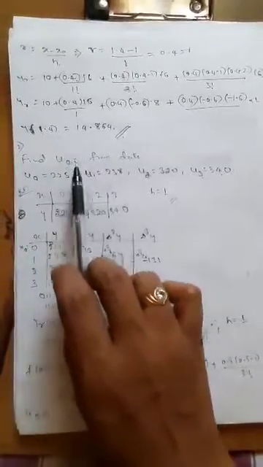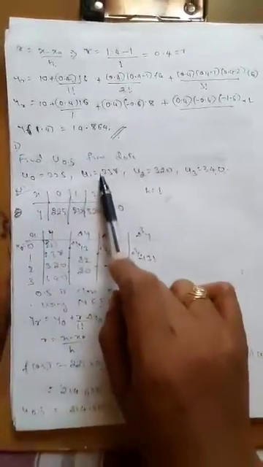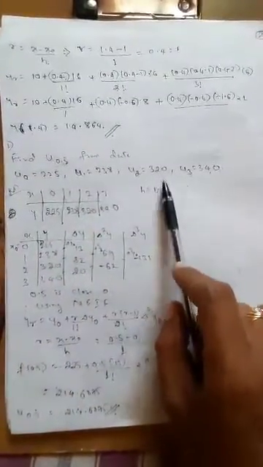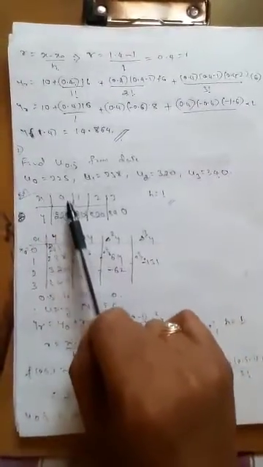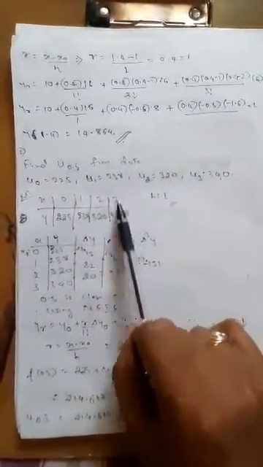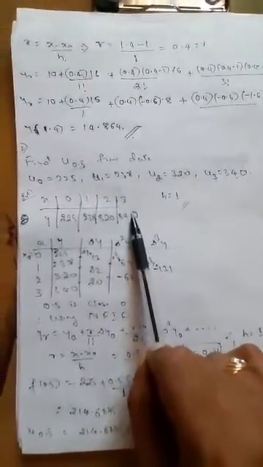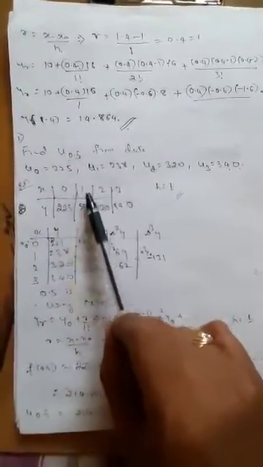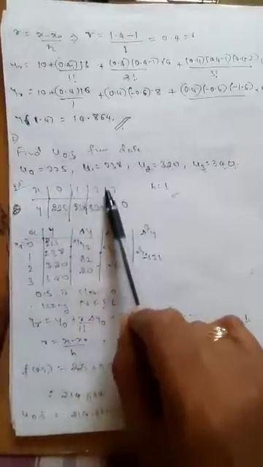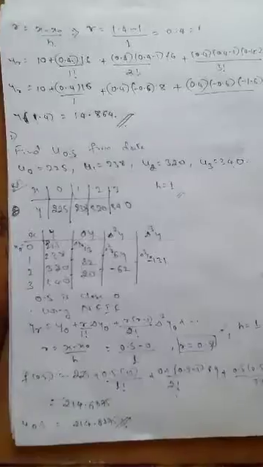Let us take one more problem. Find u of 0.5 from the data u0 equals 225, u1 equals 238, u2 equals 320, u3 equals 340. The x values are 0, 1, 2 and 3, and the y values are 225, 238, 320 and 340. Now find the value of h. It is the equal interval; the difference between all these values is 1, so h is 1.